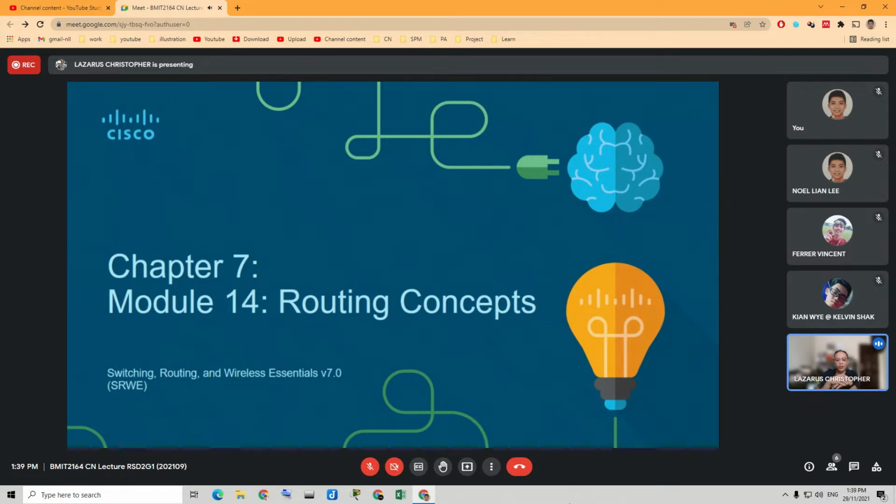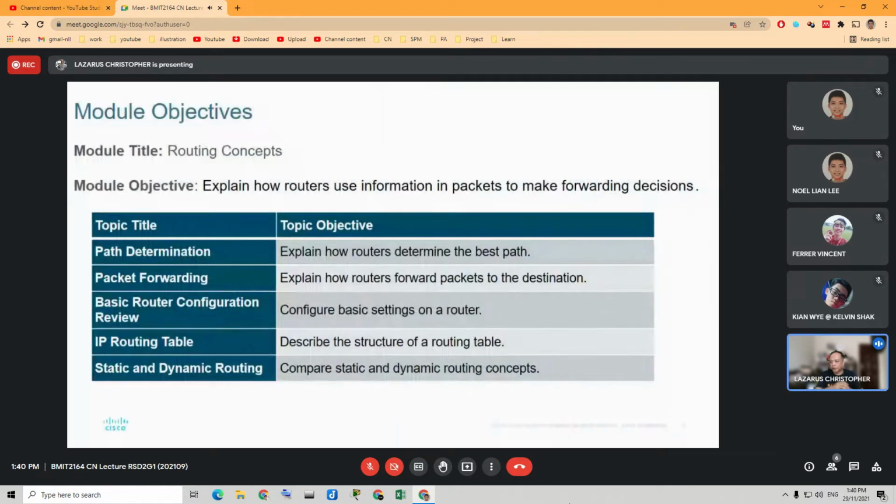Okay, so it's chapter 7. The equivalent module on EIGRP will be module 14, routing concepts, yeah. All right, so let's look at the objectives for this part of chapter 7. Right, so there's quite a few there.